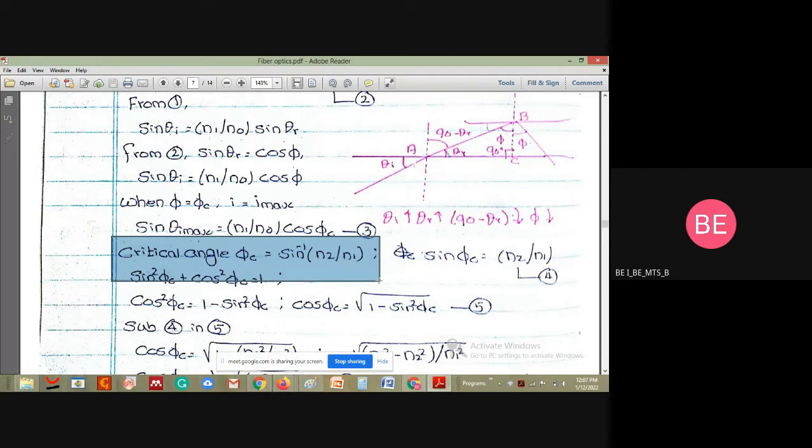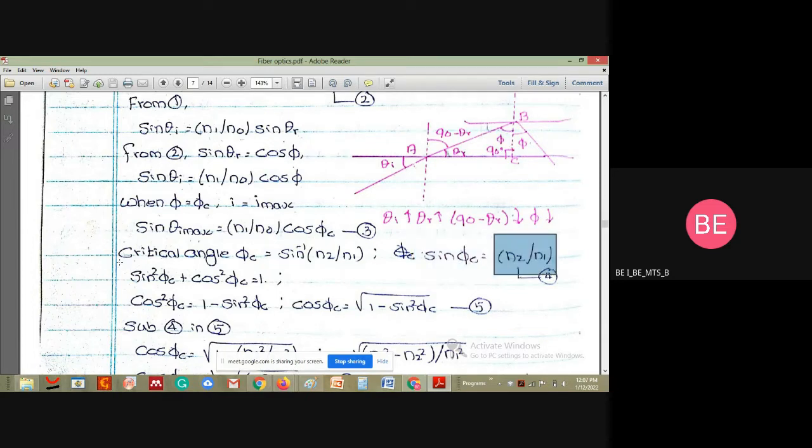What is n2 here? Refractive index of cladding, that is the rarer medium, and n1 represents the refractive index of core, that is the denser medium, right? So let us take this sine inverse term to the other side. When the sine inverse goes to the other side, it will become sine. So sine phi c is equal to n2 by n1.